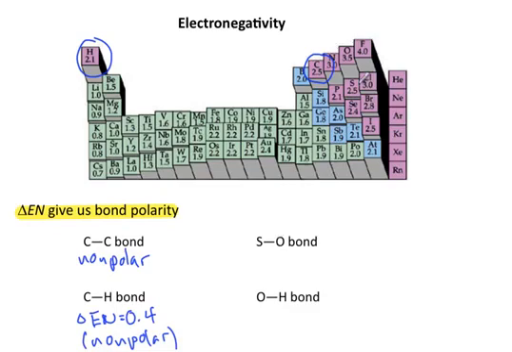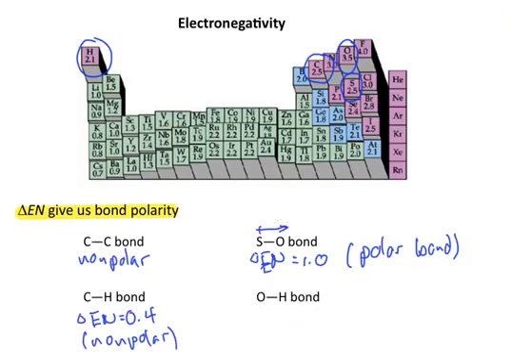Well, how about a sulfur-oxygen bond? Well, here's oxygen, 3.5, small atom, high electronegativity. Sulfur, larger atom, still group 6, but not as large in electronegativity. And so a difference of 1 would give rise to a polar bond. And so we then have a bond dipole, and there's a vector that indicates that.